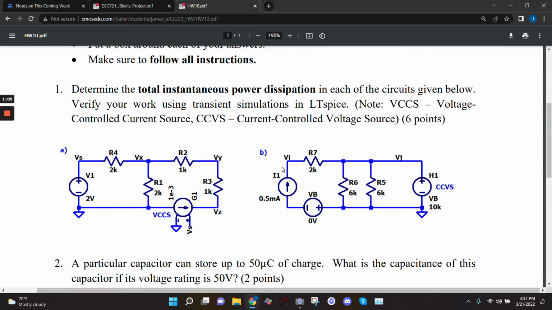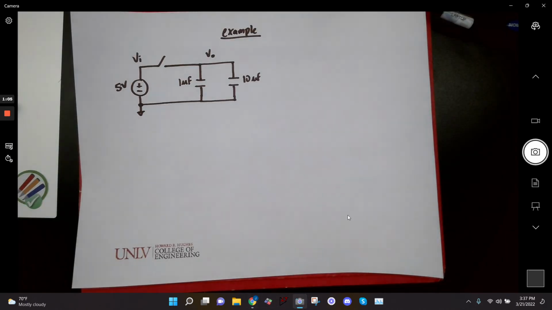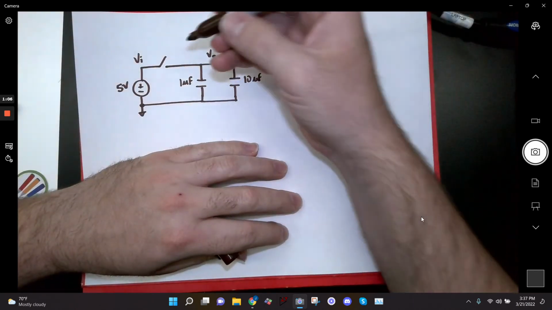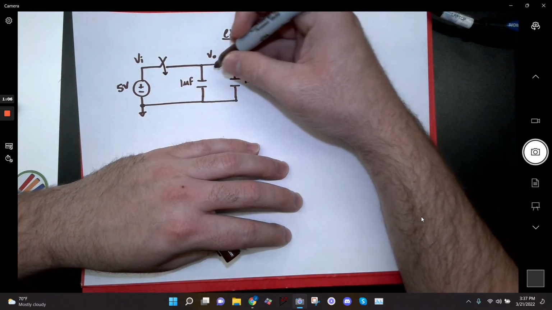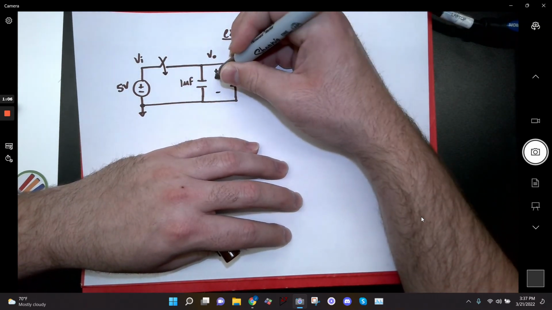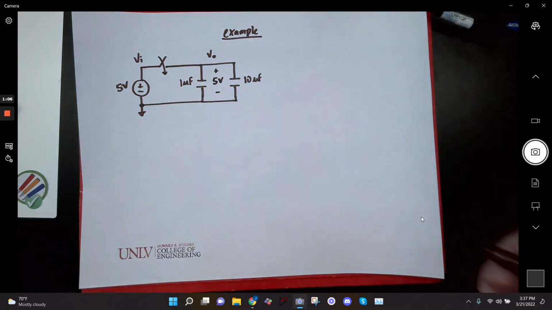Okay, what do we got, 10 minutes? All right, so I'm going to do this example. I was just prefacing this with initial conditions because right now the capacitors are initially discharged. So they have 0 volts across them, right? And so when I close this switch, they're going to charge up to where there's 5 volts across them, right? Both of them. They're in parallel.